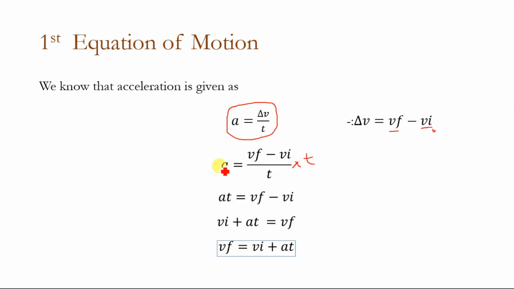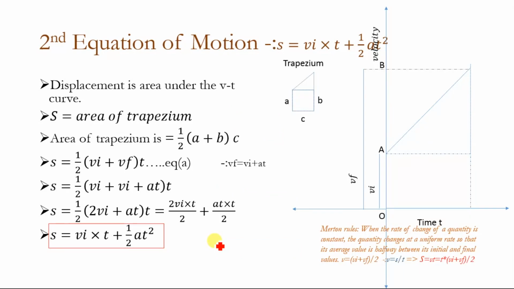The equation becomes At is equal to Vf minus Vi. Now we have a new equation, At is equal to Vf minus Vi. Now when we shift this minus Vi to the left side, we will get Vf is equal to Vi plus At, and this is the first equation of motion. Now we are proceeding toward the second equation of motion.